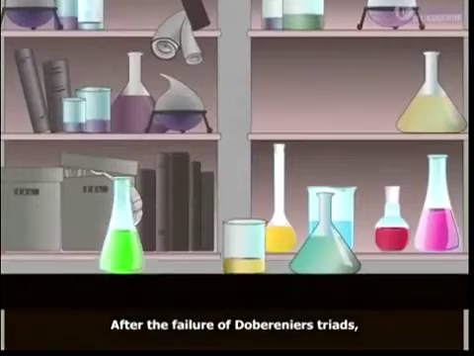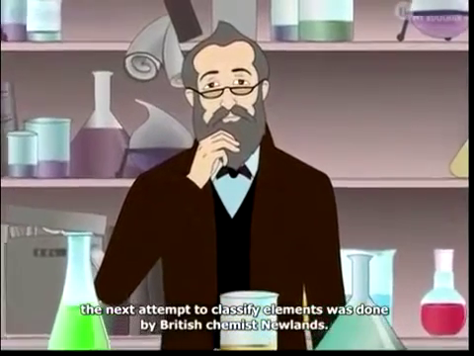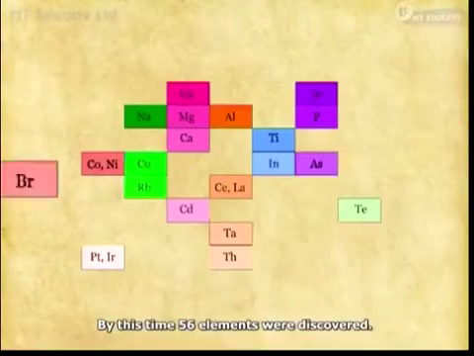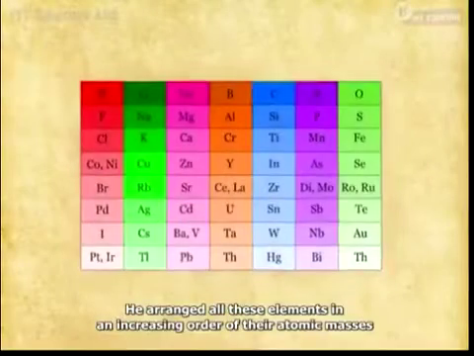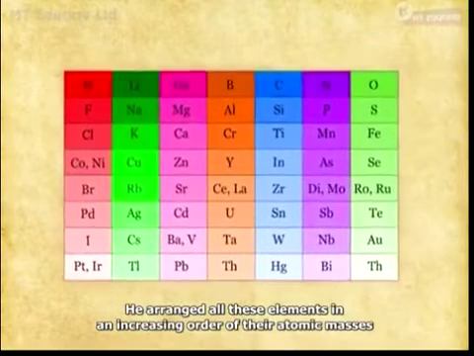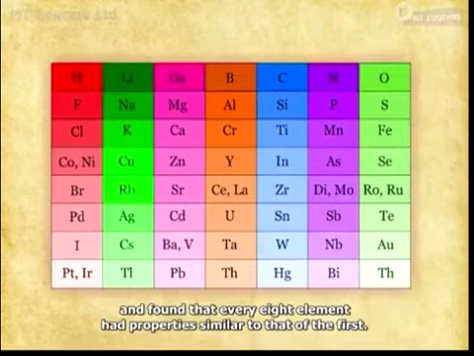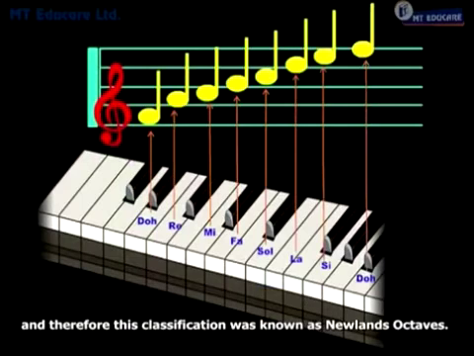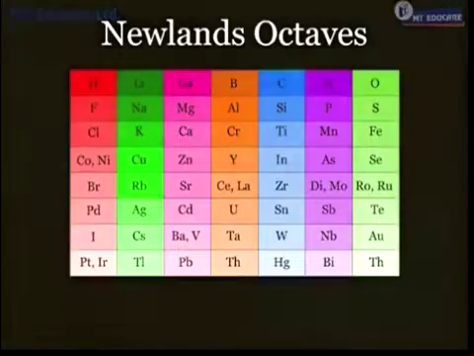After the failure of Dobereiner's triads, the next attempt to classify elements was made by the British chemist Newlands. By this time, 56 elements were discovered. He arranged all these elements in increasing order of their atomic masses and found that every 8th element had properties similar to that of the first. He compared this to the octaves found in music, and therefore this classification was known as Newland's octaves.